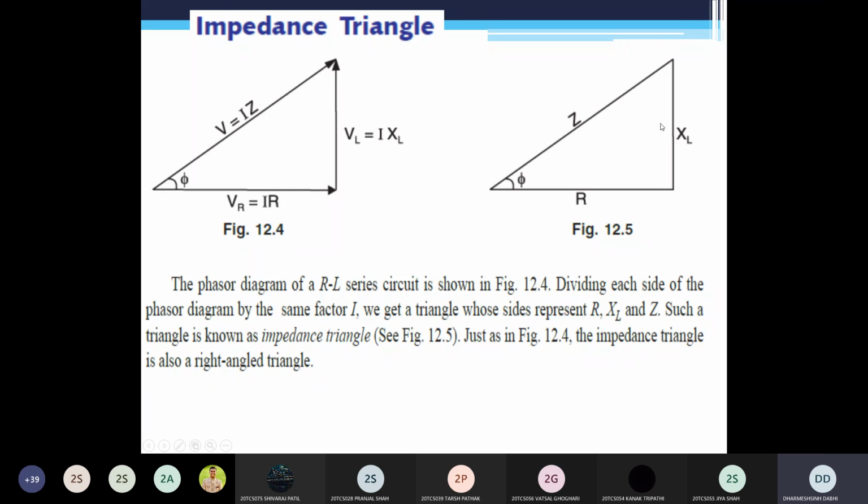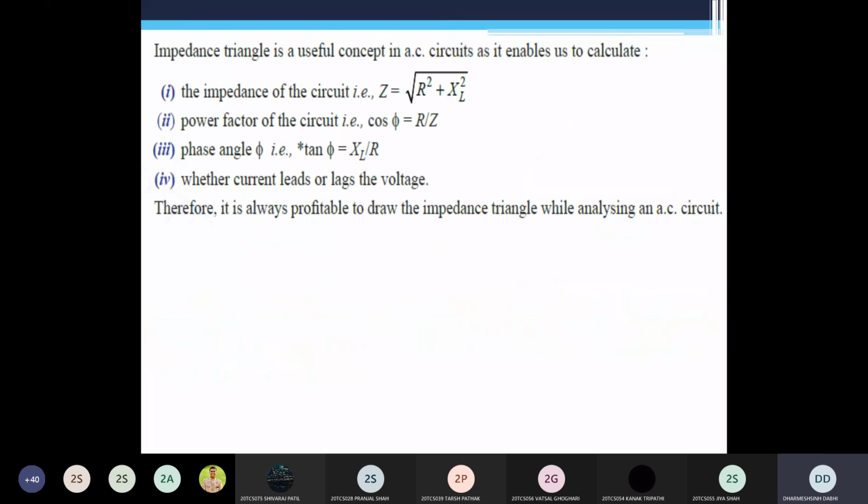Clear? If you take the exact mirror image of this triangle, it means the current leads the voltage. If you invert this triangle, what will happen? On the x-axis there is the voltage and current, but vertically downwards there is XC. Clear? That happens in the case of the series RC circuit, where the current leads the voltage by angle phi. So from the impedance triangle you can identify whether the current leads or lags the voltage. Clear? So these are the four parameters you can identify from the impedance triangle. This is the importance of the impedance triangle in AC circuits.